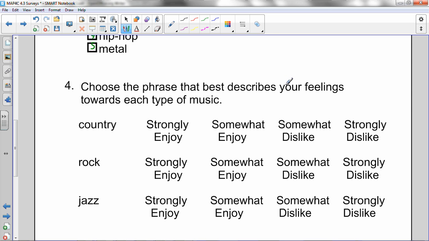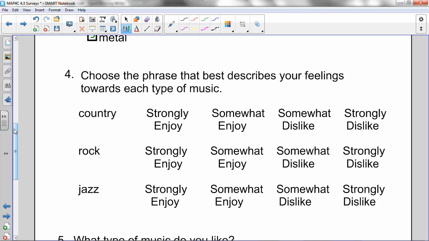Choose the phrase that best describes your feelings towards each type of music. And what's wrong with this? Well, some people have pointed out that there's no middle. But I have always said that these types of questions, and this is a type of rating question in words, I like making people decide whether they somewhat enjoy or somewhat dislike those things.